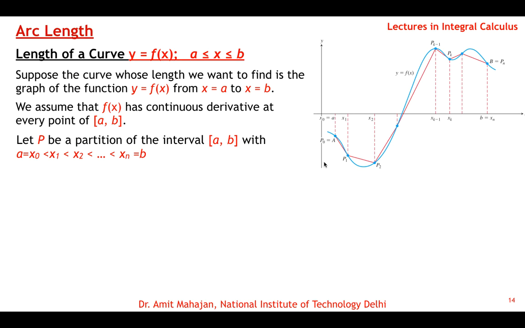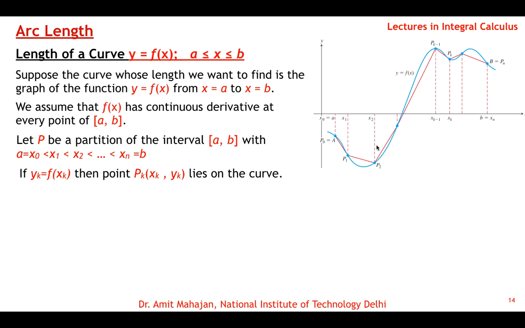So if yk is equal to f(xk). At any point xk, the corresponding point on the curve will be (xk, yk), which we can calculate from the function value. So yk is f(xk), and the point Pk is (xk, yk). This point lies on the curve.